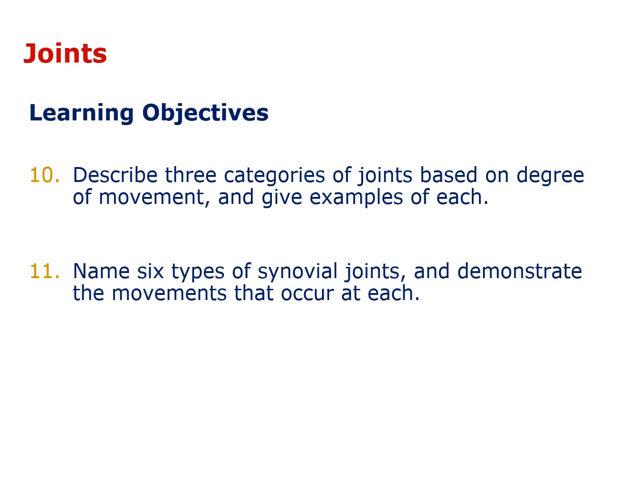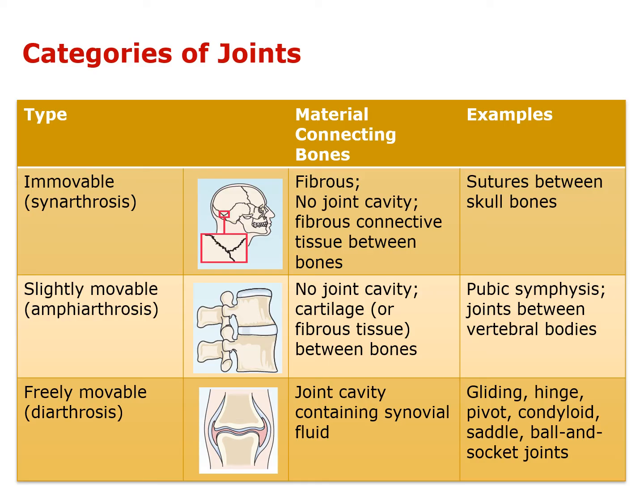All right. We're going to talk about the joints now. The joints of your body. We have 3 categories of joints. We'll categorize those based on degree of movement and give examples of them. And we name 6 types of synovial joints and demonstrate the movements that occur at each.